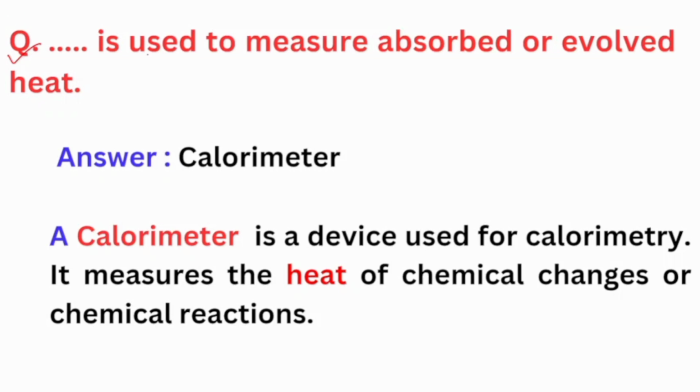Next is dash is used to measure absorbed or evolved heat. So we need to understand first what is absorbed or evolved heat. There are two kinds of chemical reactions. One is endothermic and second one is exothermic. In endothermic chemical reactions, heat is absorbed, and in exothermic chemical reactions, heat is evolved. So to measure these two heats, we use calorimeter. Understood? For your better understanding, a calorimeter is a device used for calorimetry. It measures the heat of chemical changes or chemical reactions.